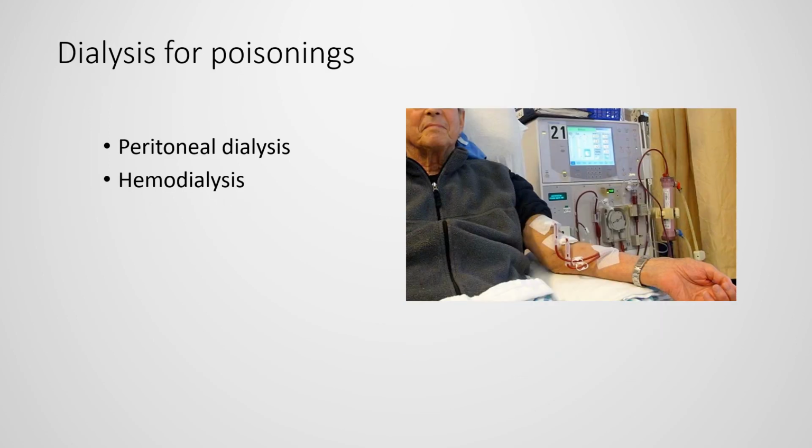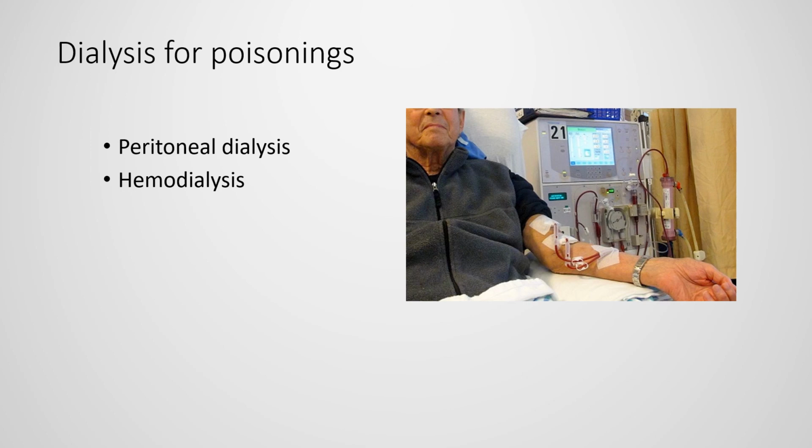So dialysis for poisonings. Again, let's just talk about dialysis first. Dialysis is typically used for renal failure, and there are two forms of dialysis. There's peritoneal dialysis, where you put a volume of fluid into your abdominal cavity, your peritoneal cavity, and it'll sit there for many hours, often overnight, to absorb the toxins that are in the blood and cleanse the blood, and then you take the fluid out. That can actually be done at home.